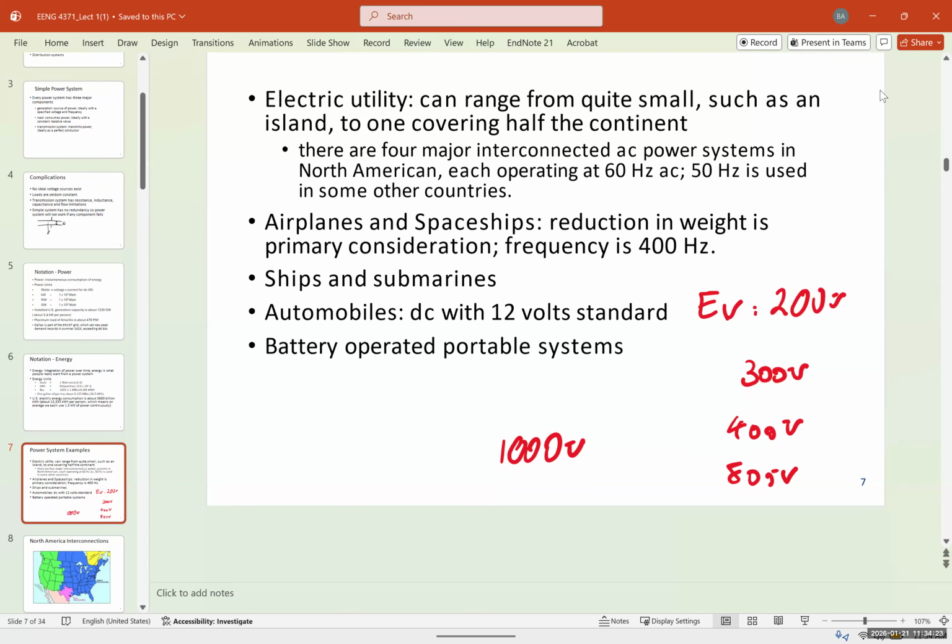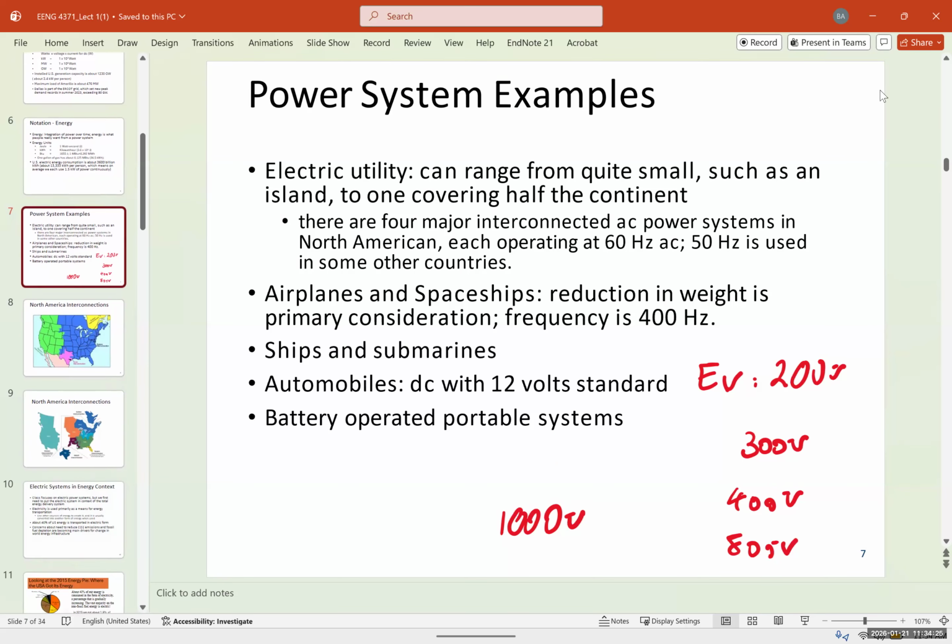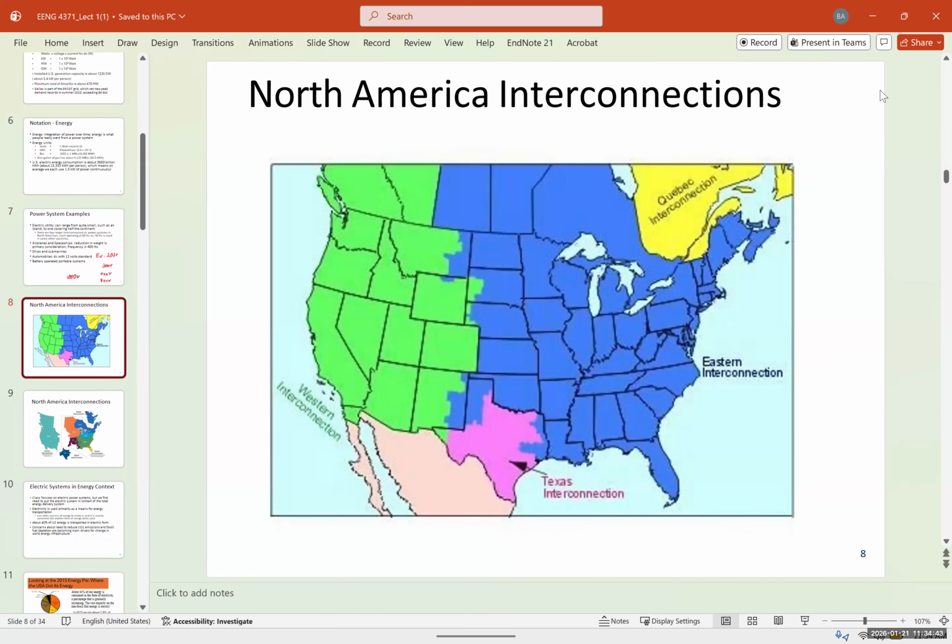So in EVs, we have 1,000 volts, 1 kilovolt. It has become normal nowadays in this situation. And the other one is battery-operated portable systems, and also backup systems and battery power storage systems.